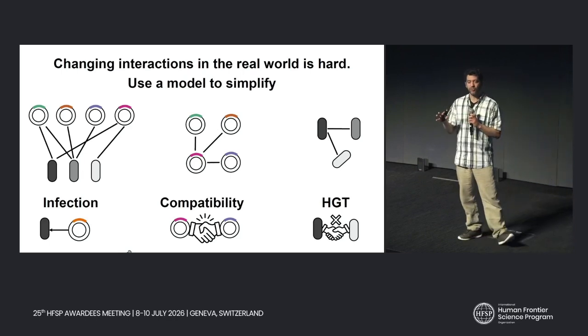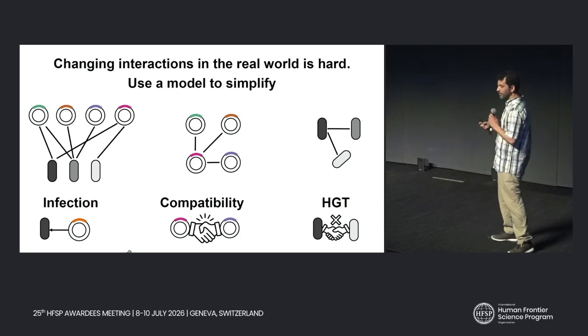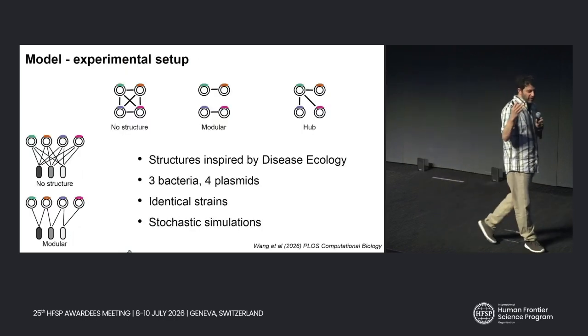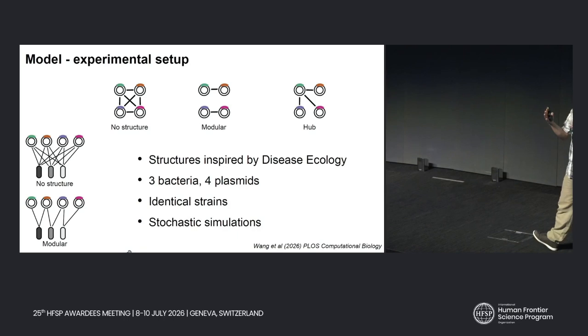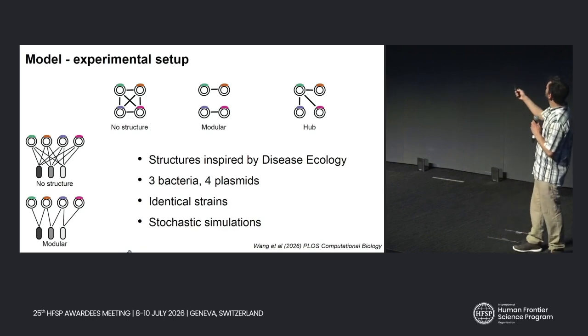What I'm going to show you today focuses on these two networks. This is still ongoing, and I don't have a lot of time. So we wanted to understand, via a factorial design, what is the effect of structure on dynamics. We selected a few structures for the compatibility network and for the infection network.